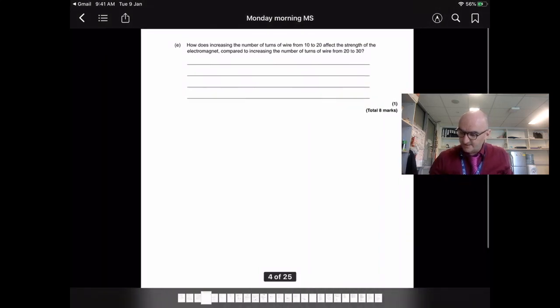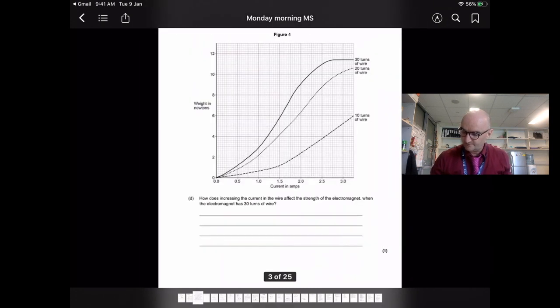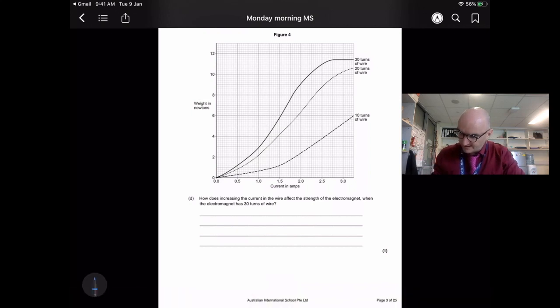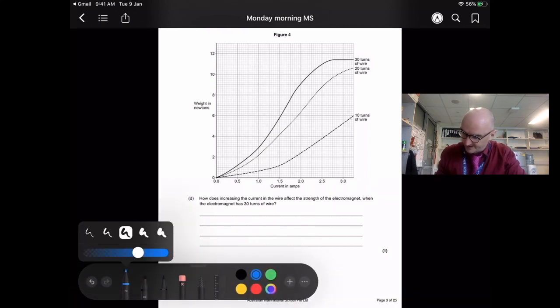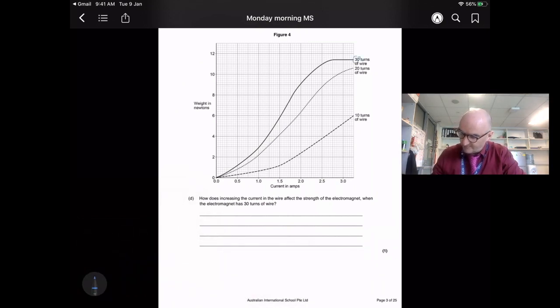How does increasing the number of turns of wire from 10 to 20, no, that's not the one that we're doing. That's better. How does increasing the current in the wire affect the strength of the electromagnet when the coil has 30 turns of wire? Let's have a look at the graph. We've got 30 turns of wire here: more turns, more weight in newtons, more current. That looks good. 20 turns seems to follow a similar trend up here, but clearly 30 turns carries more weight.